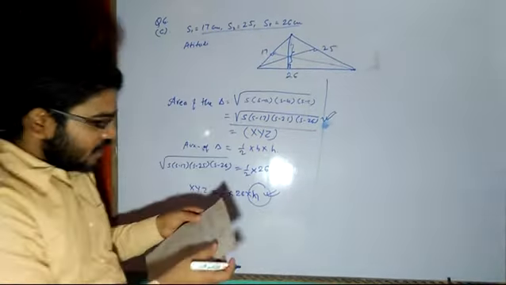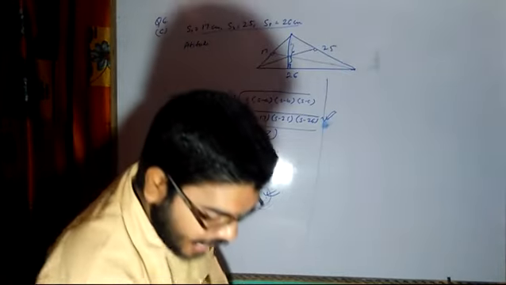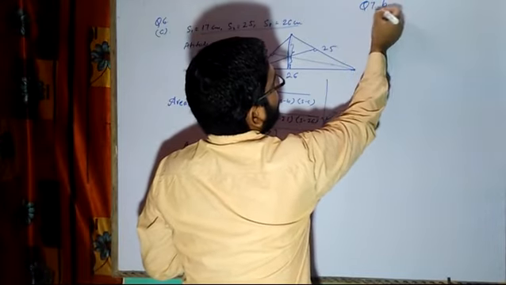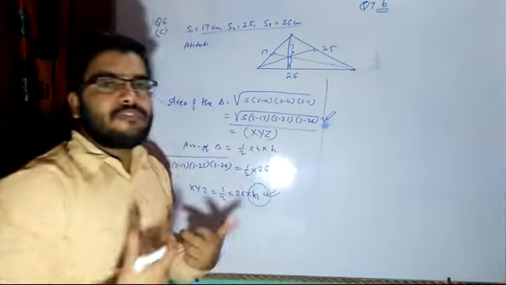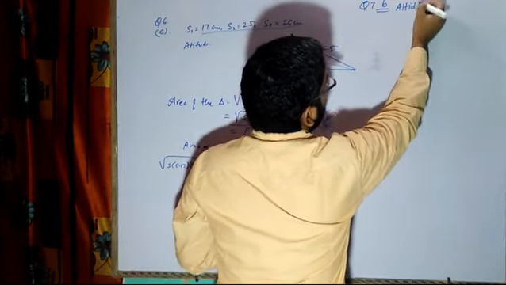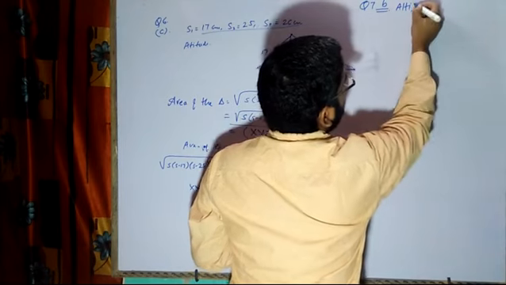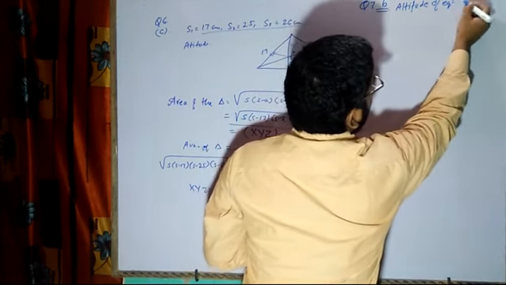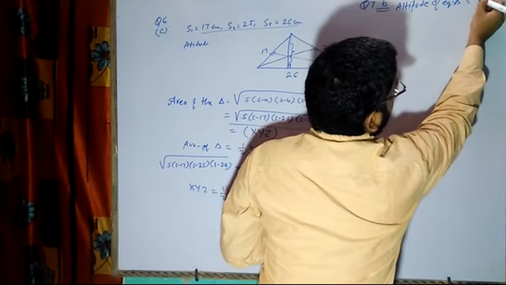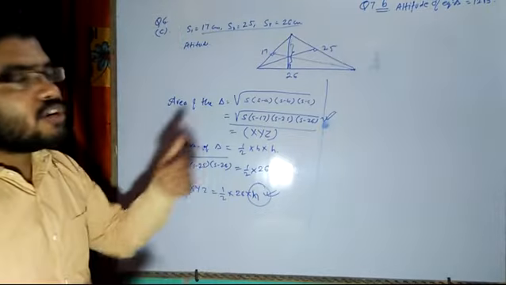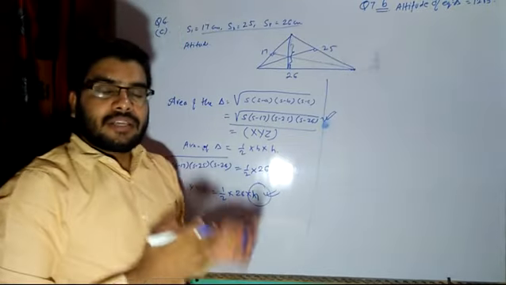It is very easy. Now, second question says that, question number 7b, altitude of an equilateral triangle. Question number 7, subpart B, they are saying altitude of an equilateral triangle is equal to 12 root 3. Altitude is given. Now they are asking you to find the perimeter and the area.